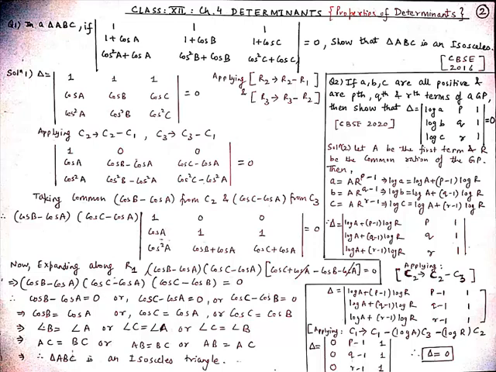So from here on equating it with 0, we get cos B minus cos A equal to 0, or cos C minus cos A equal to 0, or cos C minus cos B equal to 0. So from here cos B is equal to cos A, or cos C is equal to cos A, or cos C is equal to cos B.